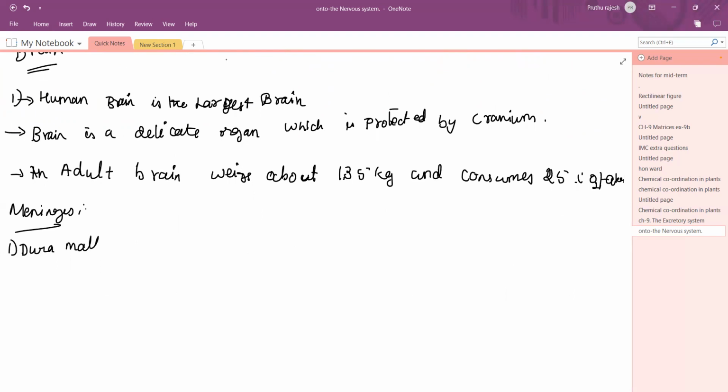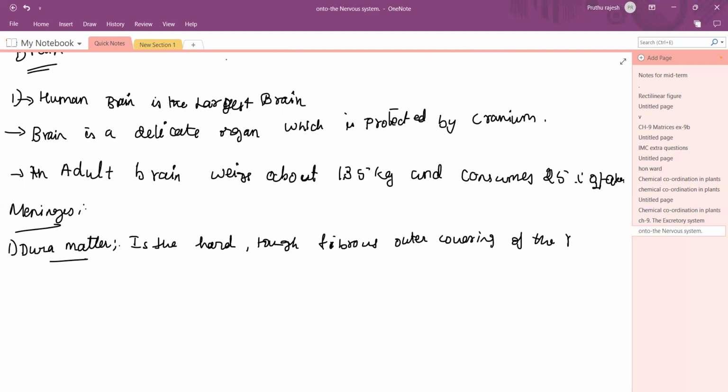Dura mater. Dura mater is the hard, tough, fibrous outer covering of the brain.